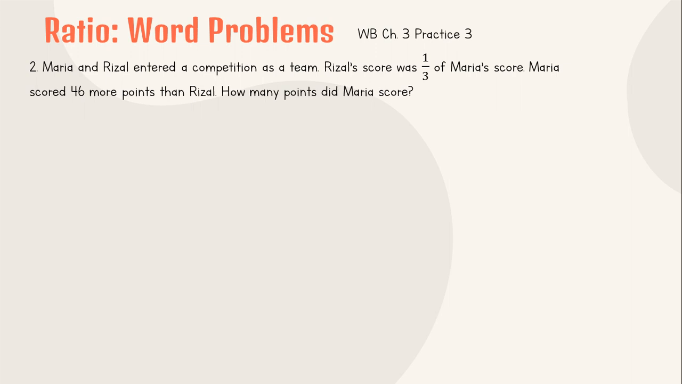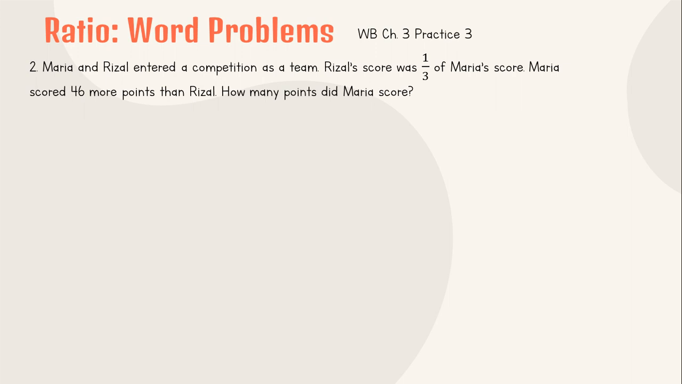No. The answer is a no. Why? Because it said Maria scored 46 more than Rizal. Artinya Maria punya skor itu 46 lebih banyak dibandingkan Rizal. So it doesn't mean that Maria's score is 46. It means that Maria scored 46 more than Rizal.